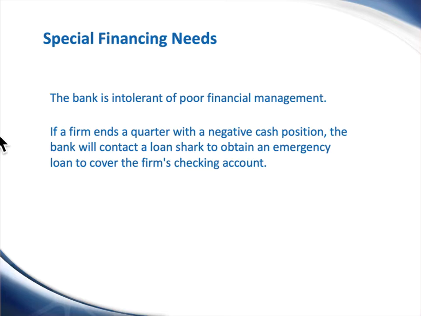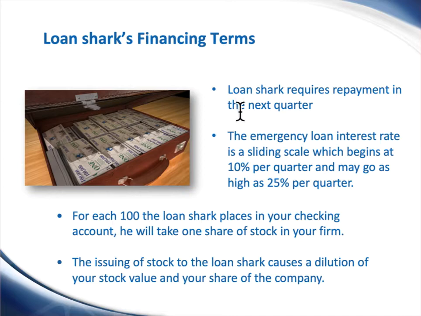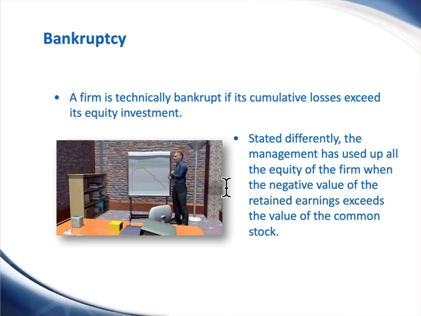Now, the bank is intolerant of your financial performance if it's poor. So if a firm ends a quarter with a negative cash position, the bank will contact a loan shark to obtain an emergency loan to cover the firm's checking account. That is a problem, because the loan shark requires repayment in the next quarter, and the emergency loan interest rate is a sliding scale which begins at 10% per quarter and might go as high as 25% per quarter.